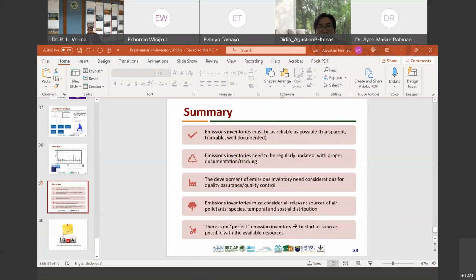There's already a question from participants. It is about how often the workbook ABC emission inventory guidelines has been updated. What is the latest version of that ABC emission inventory guideline?